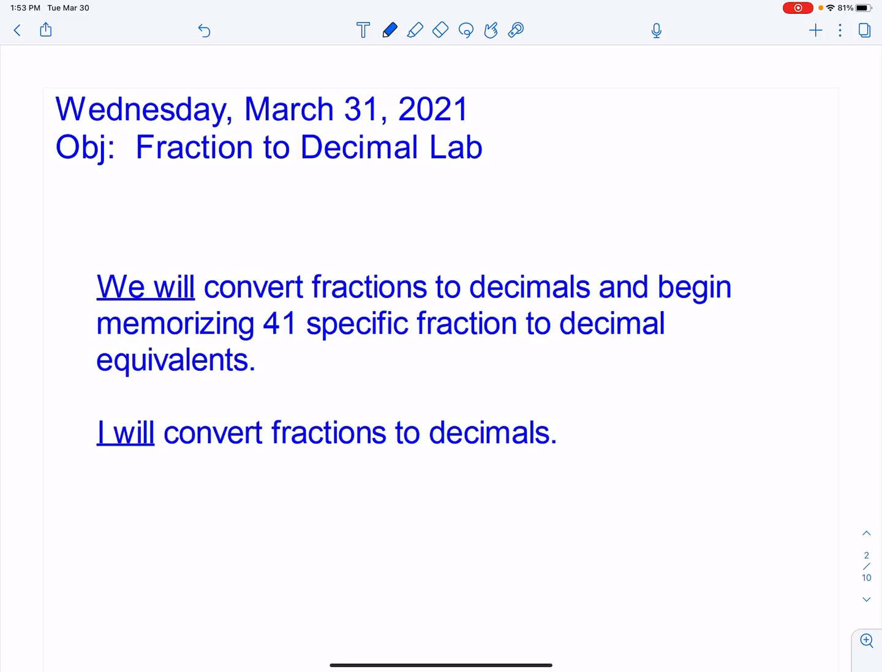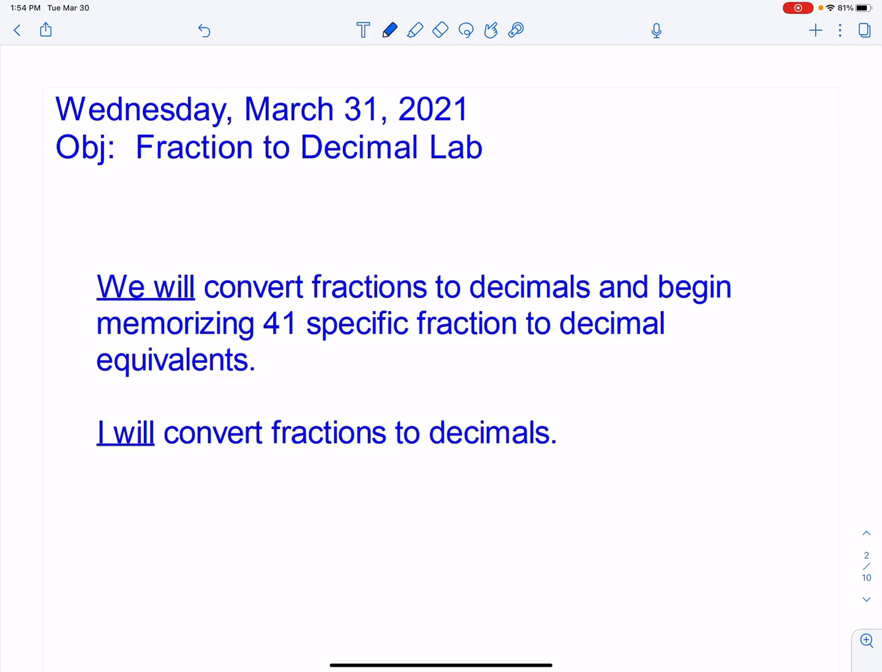What we're going to be doing today is looking at 41, specifically 41 fraction to decimal equivalents. In the activity that you're going to do, you're going to have far more than just 41 fractions to decimals to complete today, but 41 of the ones that you're going to be looking at will be a set of fraction to decimal equivalents that I want you to memorize. So what we're going to be doing today is converting fractions to decimals so that we can begin memorizing 41 specific fraction to decimal equivalents.